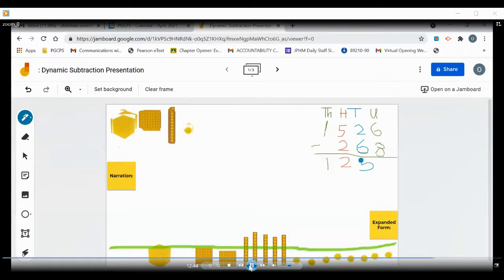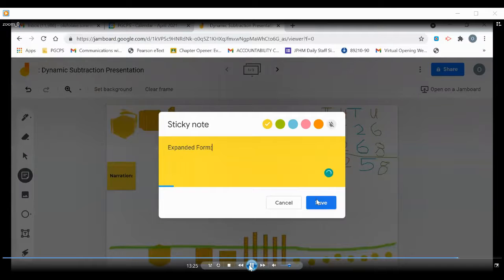1,258. My difference after I take away 268 from 1,526, and my difference is 1,258. I will also write that number in expanded form. I wrote it in standard form. I will write it in expanded form.